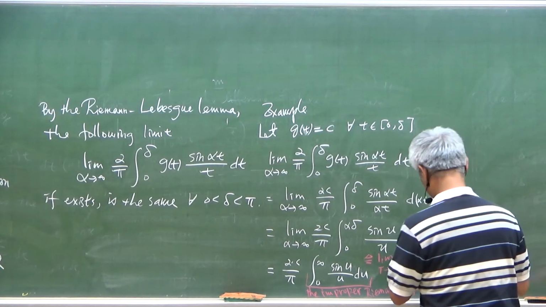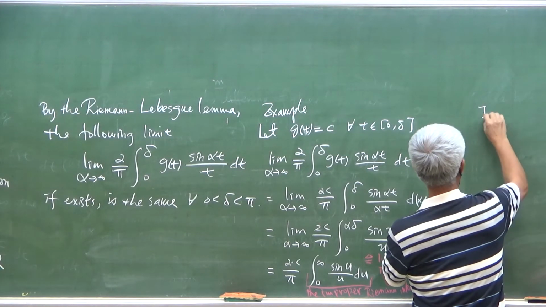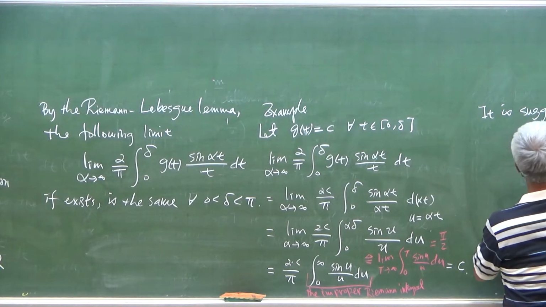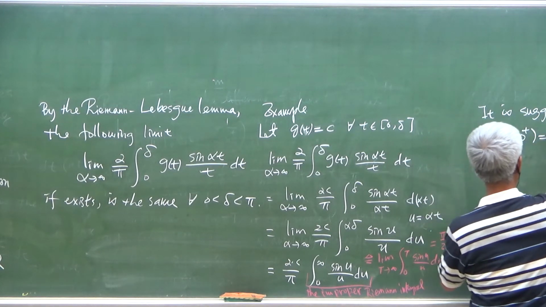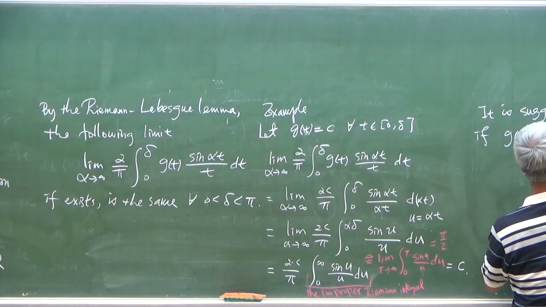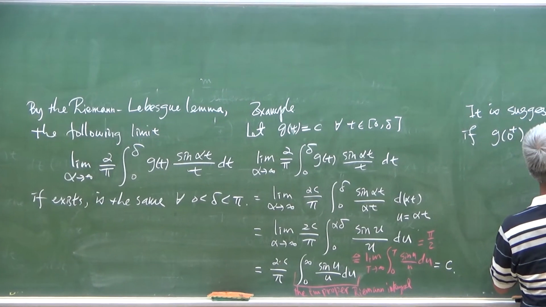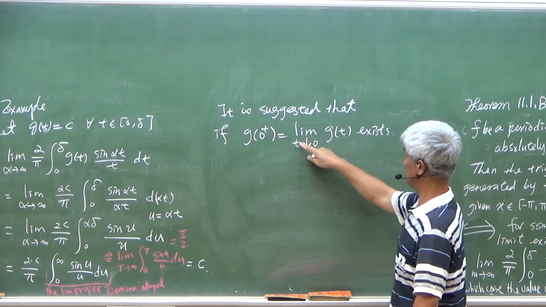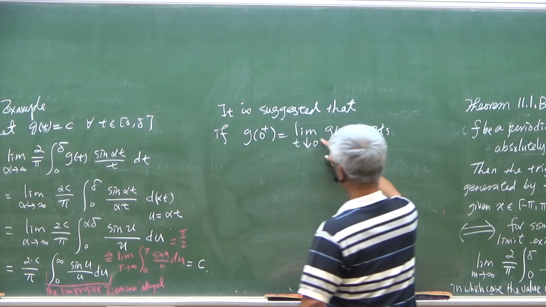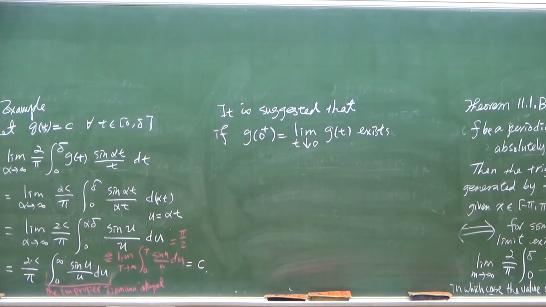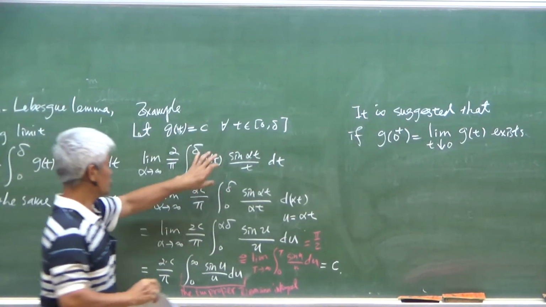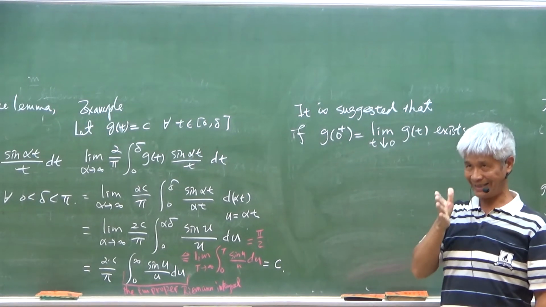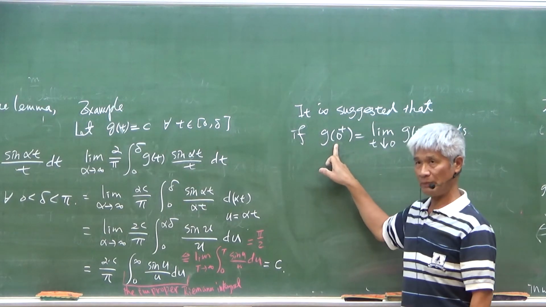So we can think about it, so it is suggested that if g(0+) exists, right? So if the right limit of the g function at 0 exists, so t is going to 0 on the right-hand side. Alright, so if this exists, then g(t), when delta is very small, the value of g(t) in this very small interval will be very close to this quantity. So essentially it's a constant function with value equal to this limit.